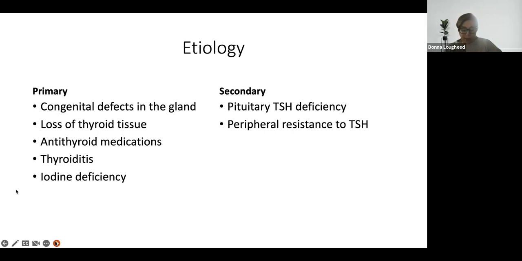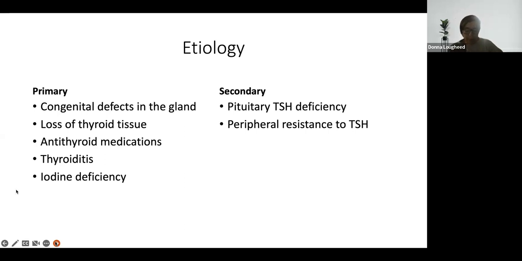What does endemic mean? Endemic means it's attached to a particular population. An iodine deficiency that's endemic would be areas of the world where there's an inadequate supply of iodine in the food, so that they would have an endemic hypothyroidism for that region. Secondary hypothyroidism may result from pituitary TSH deficiency or peripheral resistance to TH.